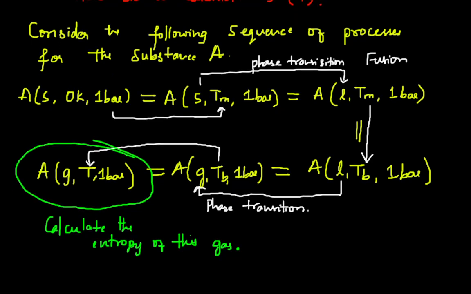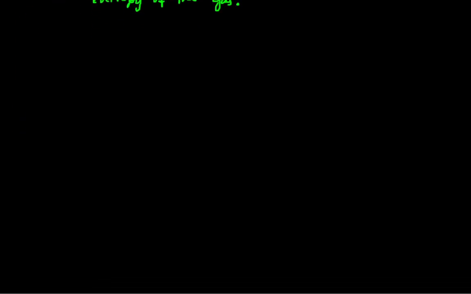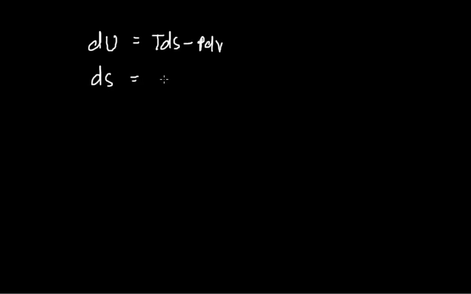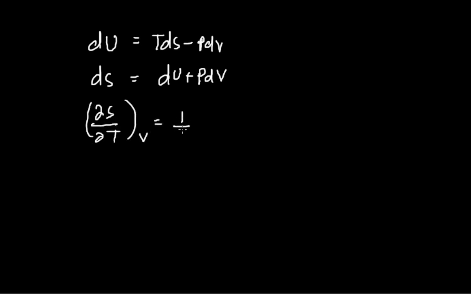Just a minute, we'll come back to that. We'll derive two equations and then we'll come back to this. So dU is equal to TdS minus pdV. So what is dS? dS is equal to dU plus pdV, divided by T. So dS by dT at constant V is the same as Cv by T.